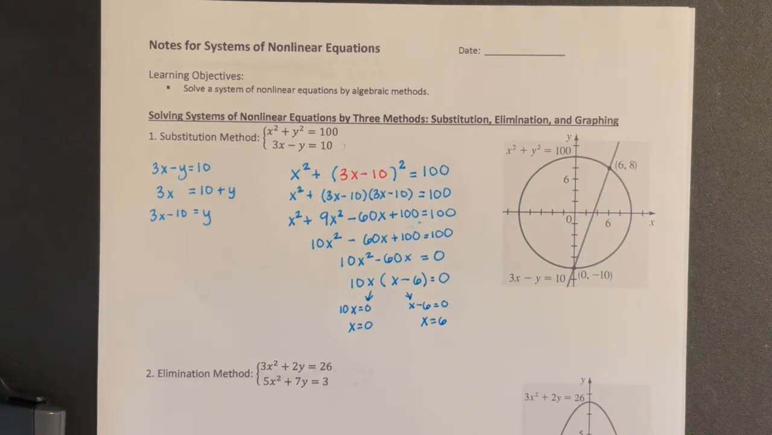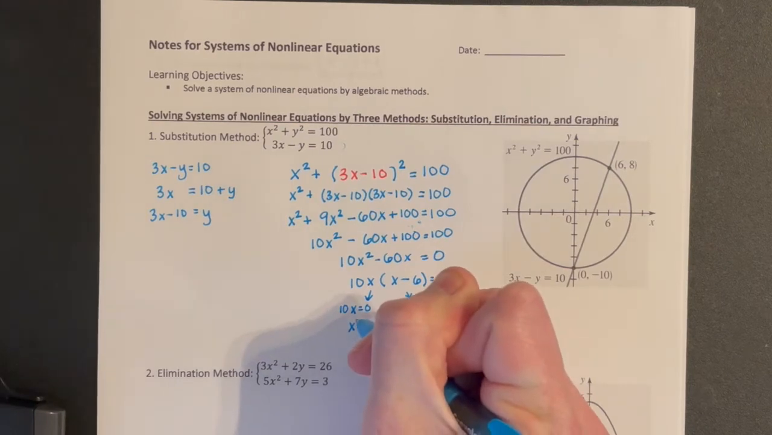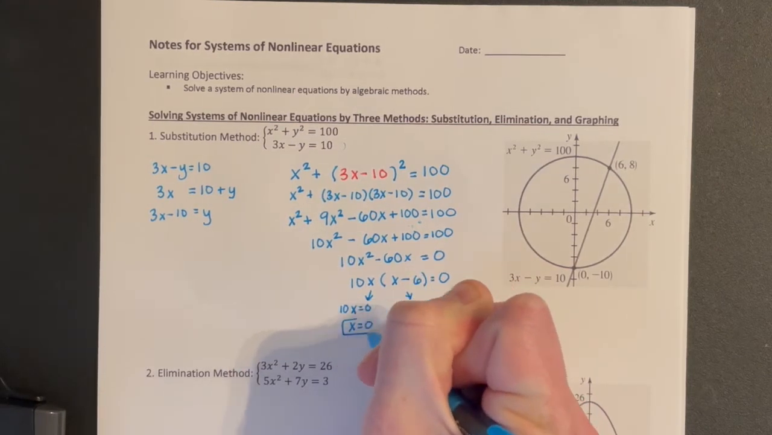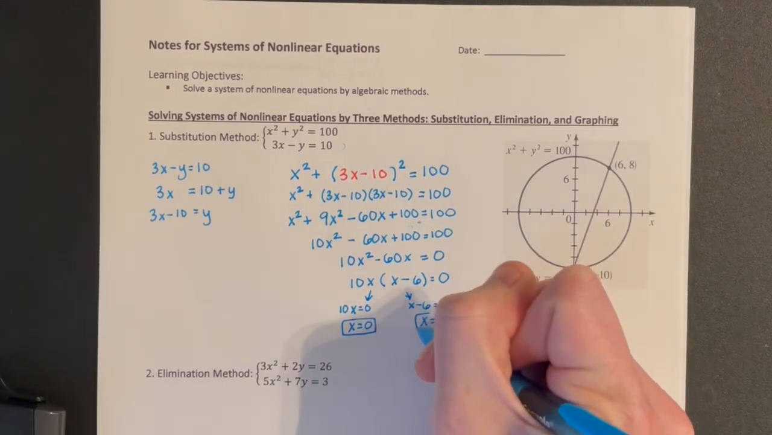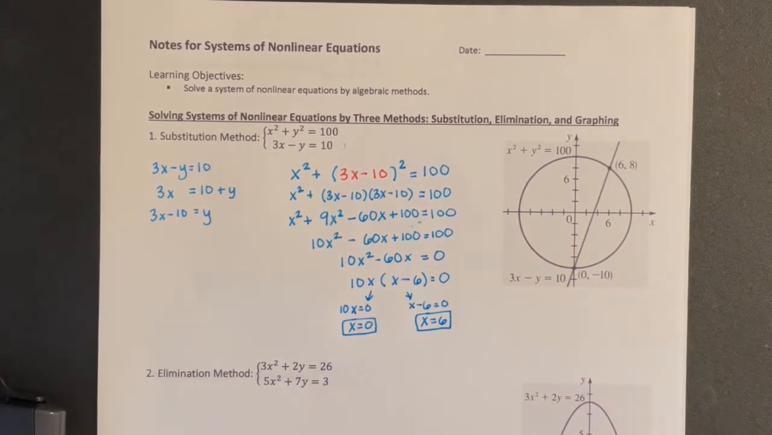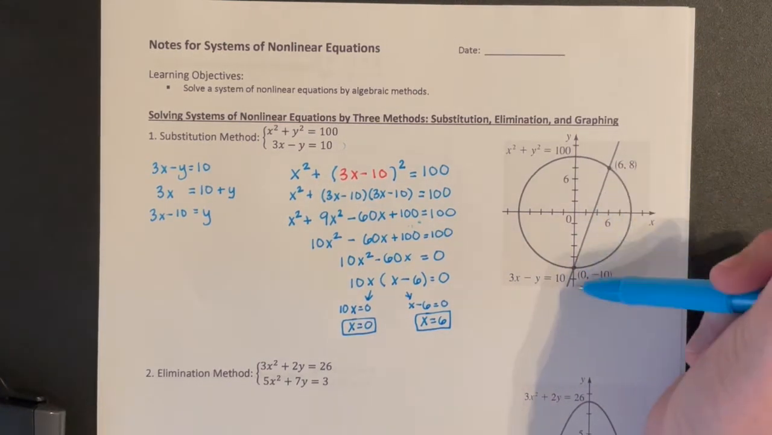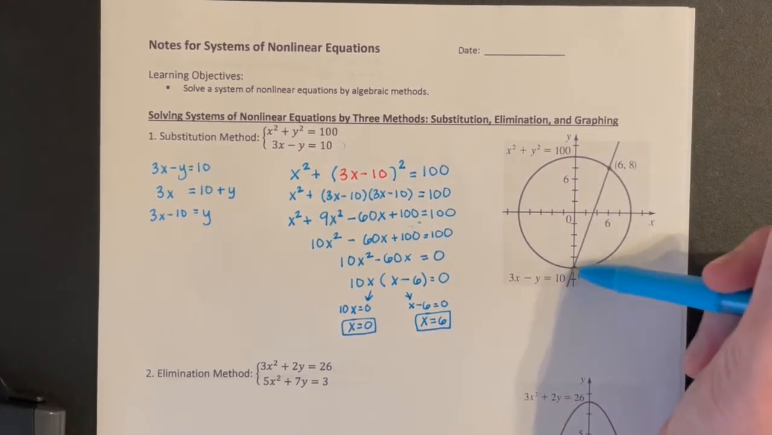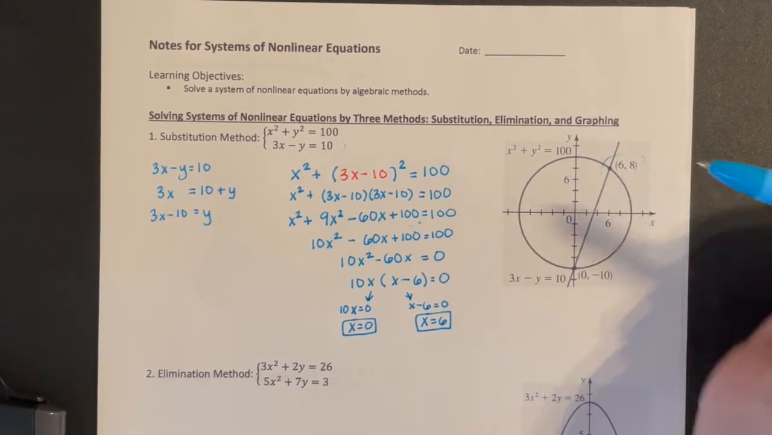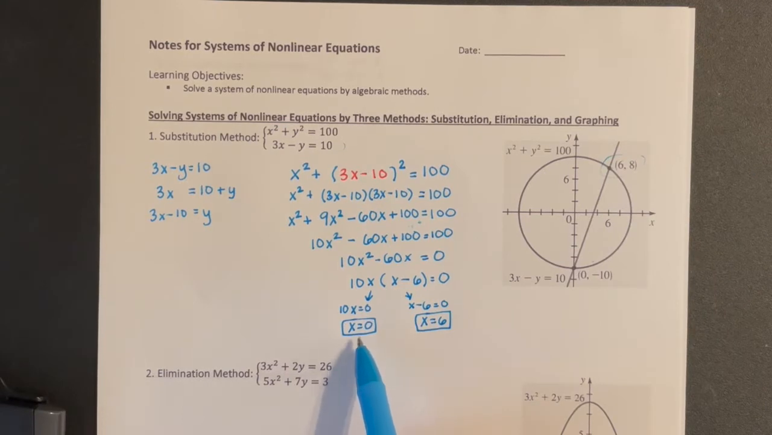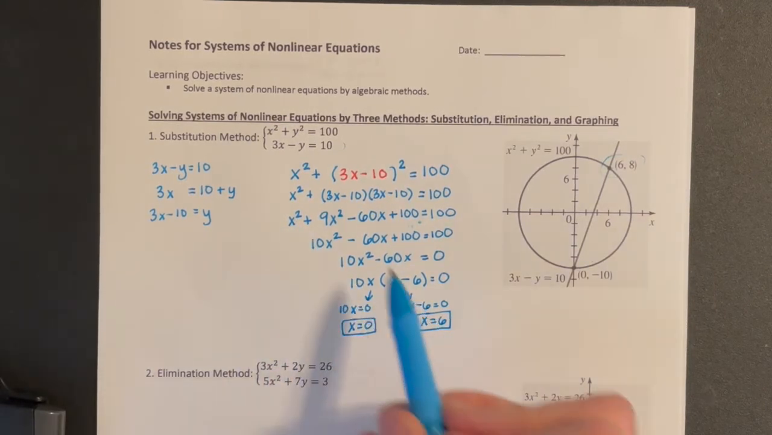But just like when we had our system of linear equations, we need the point that is the solution. So x equals 0 is one part of the solution, but we are still missing the y value. Same with when x is 6. I can look at this graphically and see that this point should end up being 0, negative 10, and this other point should be 6, 8, but I can't get those y values without plugging in the x for it.